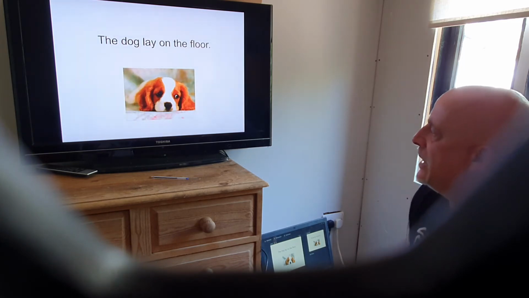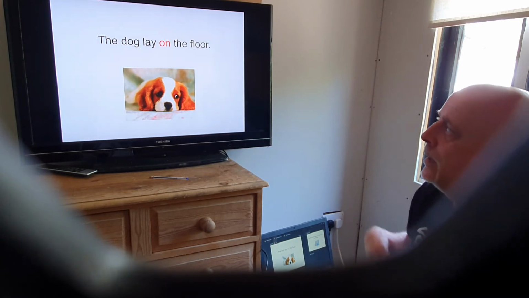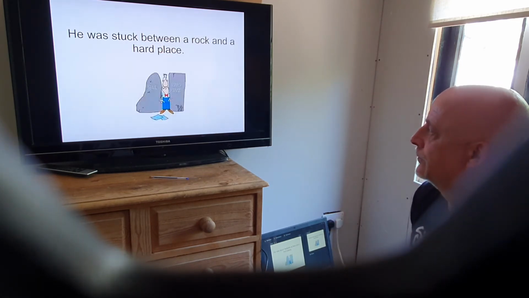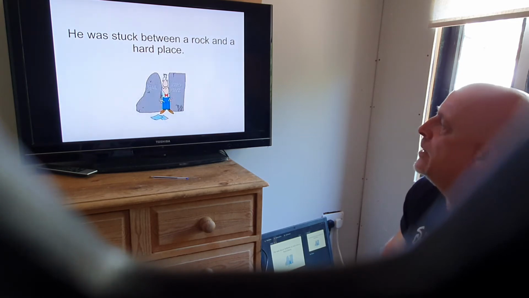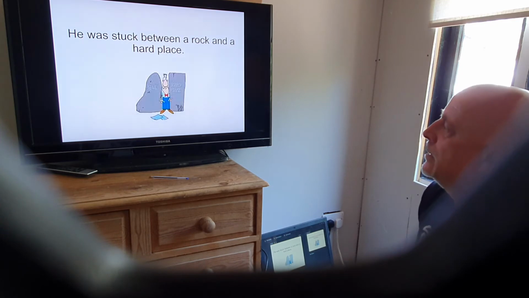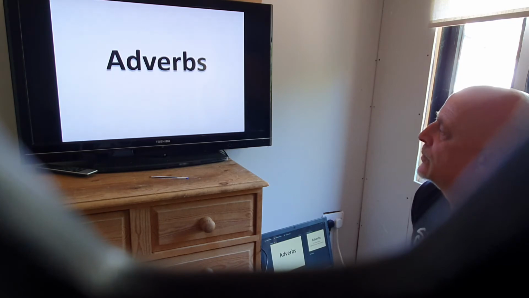The dog lay on the floor. The preposition explains where the noun, the dog, was. He was stuck between a rock and a hard place. So he, where was he? Between. I pressed the button properly. A rock and a hard place. He hid the body under the floorboards. There's your preposition.